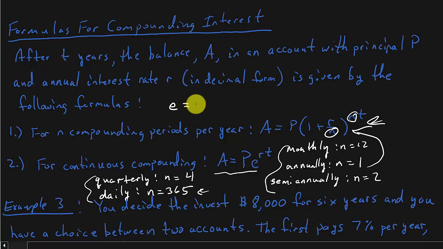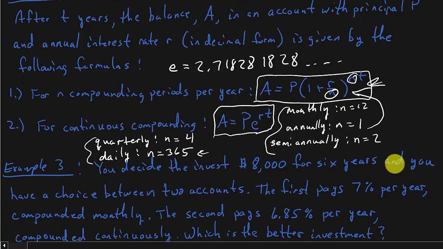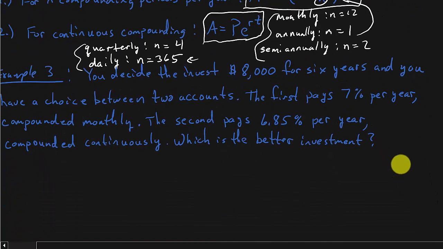E is equal to 2.718281828, and it just keeps repeating like that. Okay, that's the number E. But this is your formula here for continuous compounding, and this is your formula for compound interest. Okay, and then of course, whatever N is, we would have to figure out if it's monthly, annually, semi-annually, quarterly, or daily. All right, so let's take a look here at problem 3.